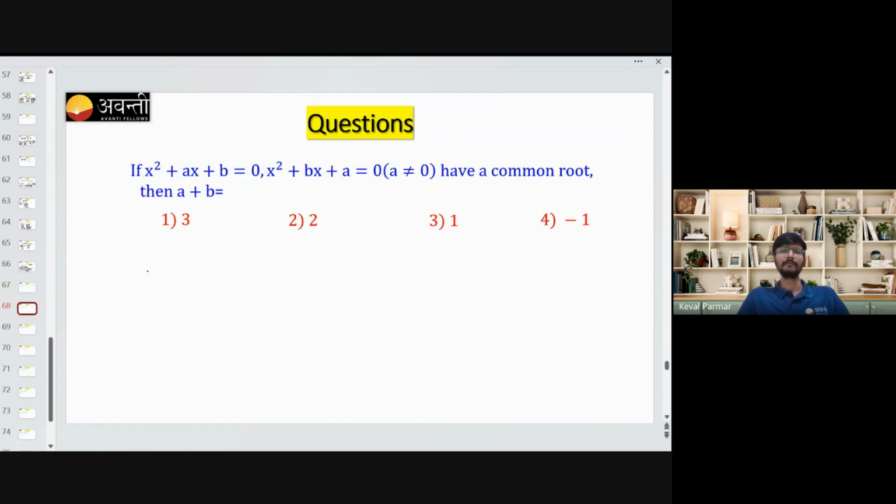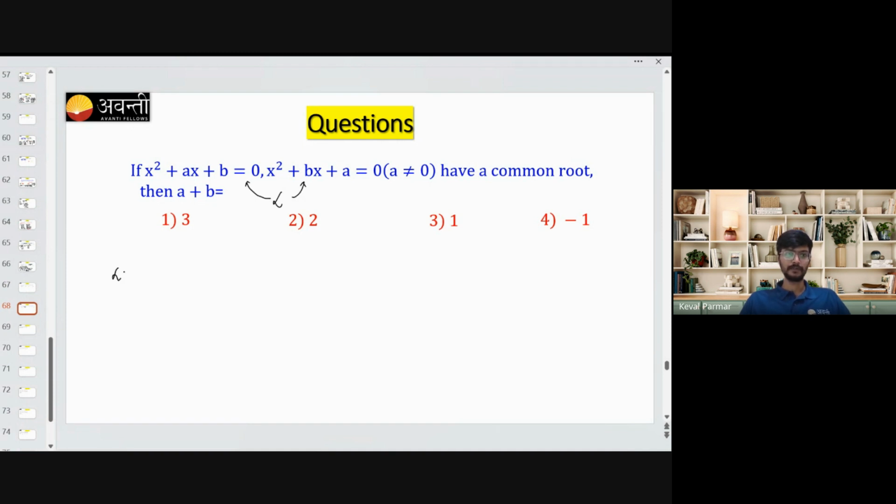Yeah, let's solve this. What does the equation say? If x square plus ax plus b and x square plus bx plus a have a common root. Now, if both of them have a common root, what does that mean? Let alpha be the common root. That means alpha should satisfy this, alpha should satisfy this.